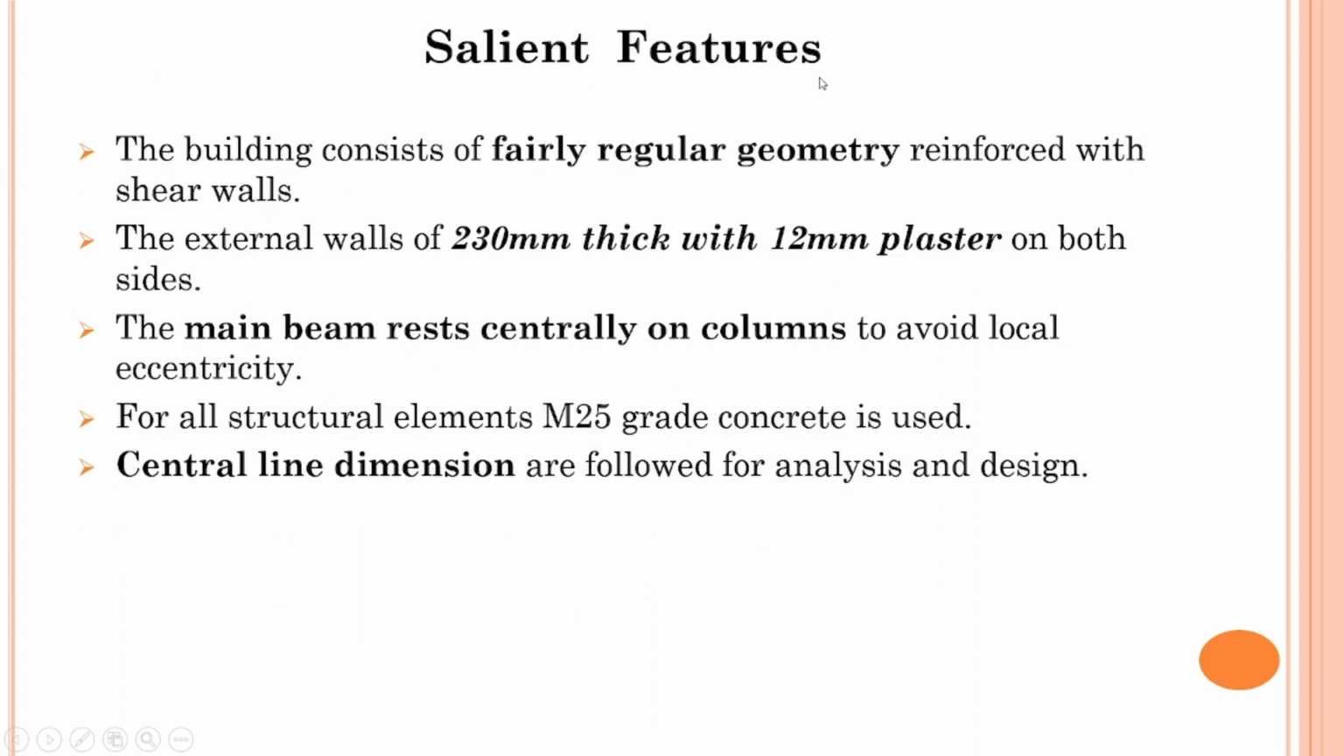And the next one, the salient features of your building: whether it is fairly regular or not, what kind of wall you have included, whether the main beam or column is centrally located or not, whether M25 grade or center line dimension is used or not, and similar salient features.